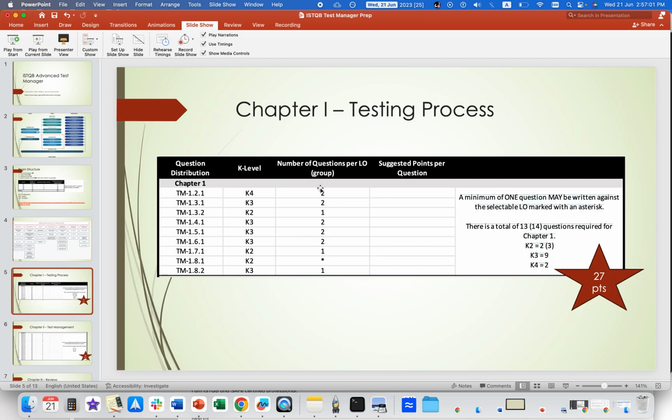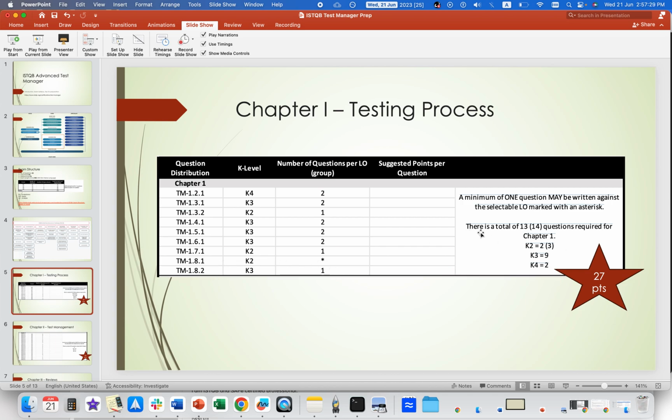For the first chapter, testing process, see these are all the K levels and these are the number of questions per learning objective. Each of the subtopics here is a learning objective, and these many questions you can expect from each learning objective. And a minimum of one question may be written against the selectable learning objective marked with an asterisk. If it is an asterisk, that means at least one question will be asked from here.